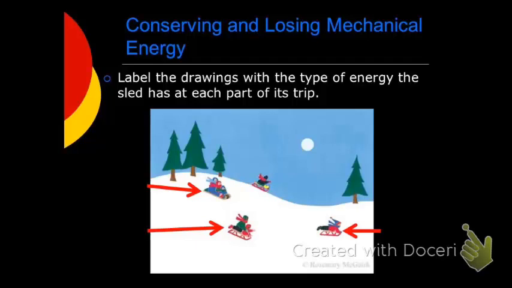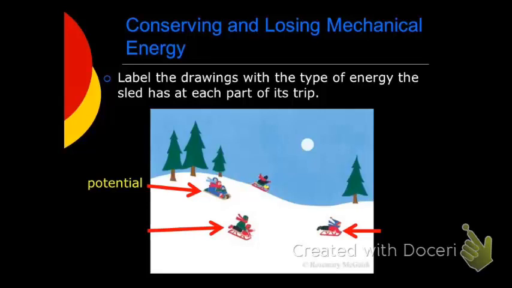Your paper has three different pictures. I didn't find three different pictures, so I have three different sleds on the same picture. This first sled at the top of the hill before it starts moving, what kind of energy does it have? It has potential only. Its kinetic energy at that point is zero because it's not moving.